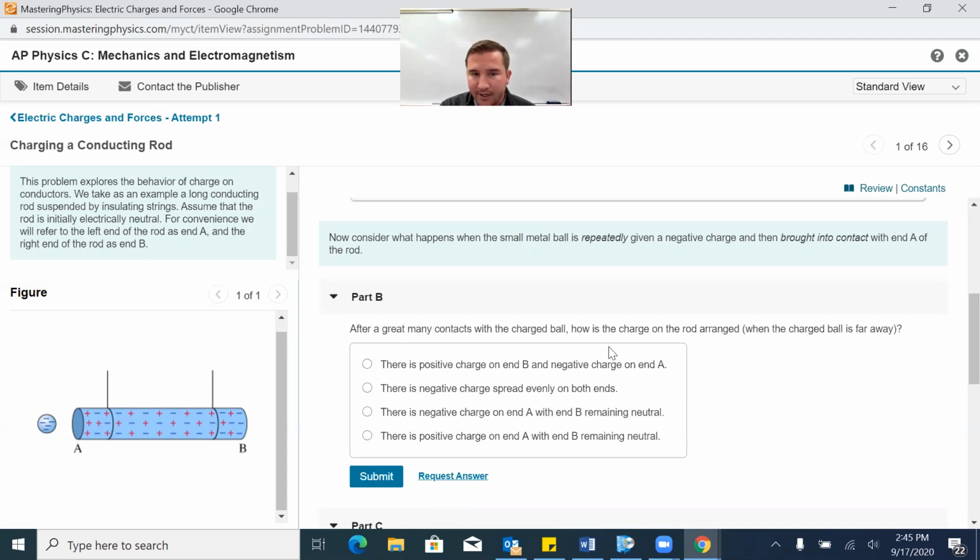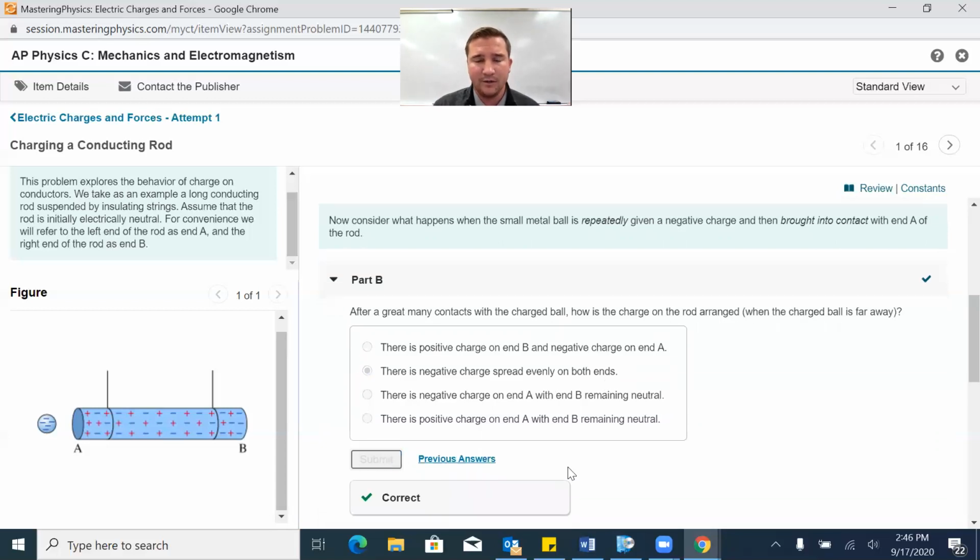So after a great many contacts with the charged ball, how is the charge on the rod arranged? There's definitely going to be a negative charge. And because we're working with a conductor, charging a conductor, that charge is going to spread evenly throughout. Because the electrons are allowed to move around, that charge is going to spread out and it's going to go evenly on every part of the rod.